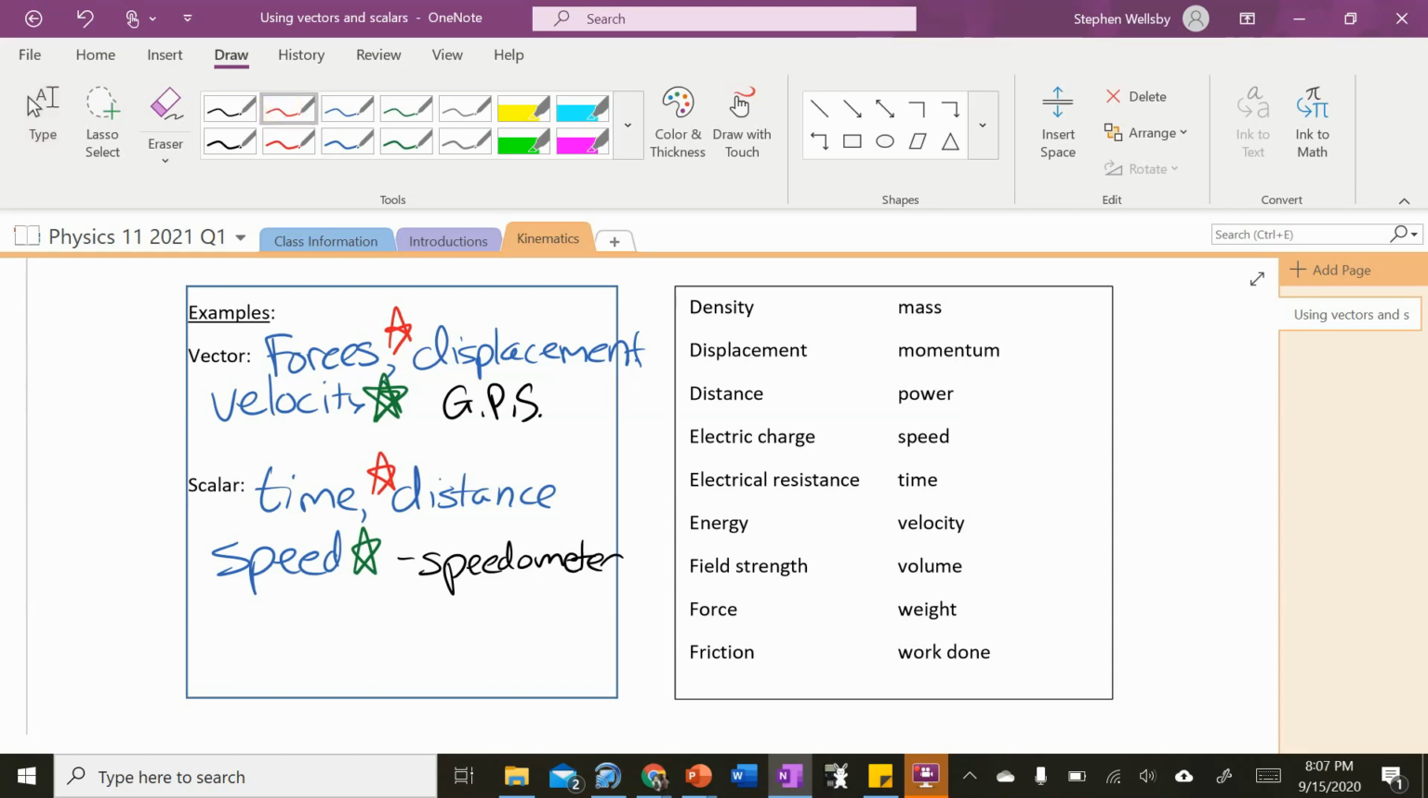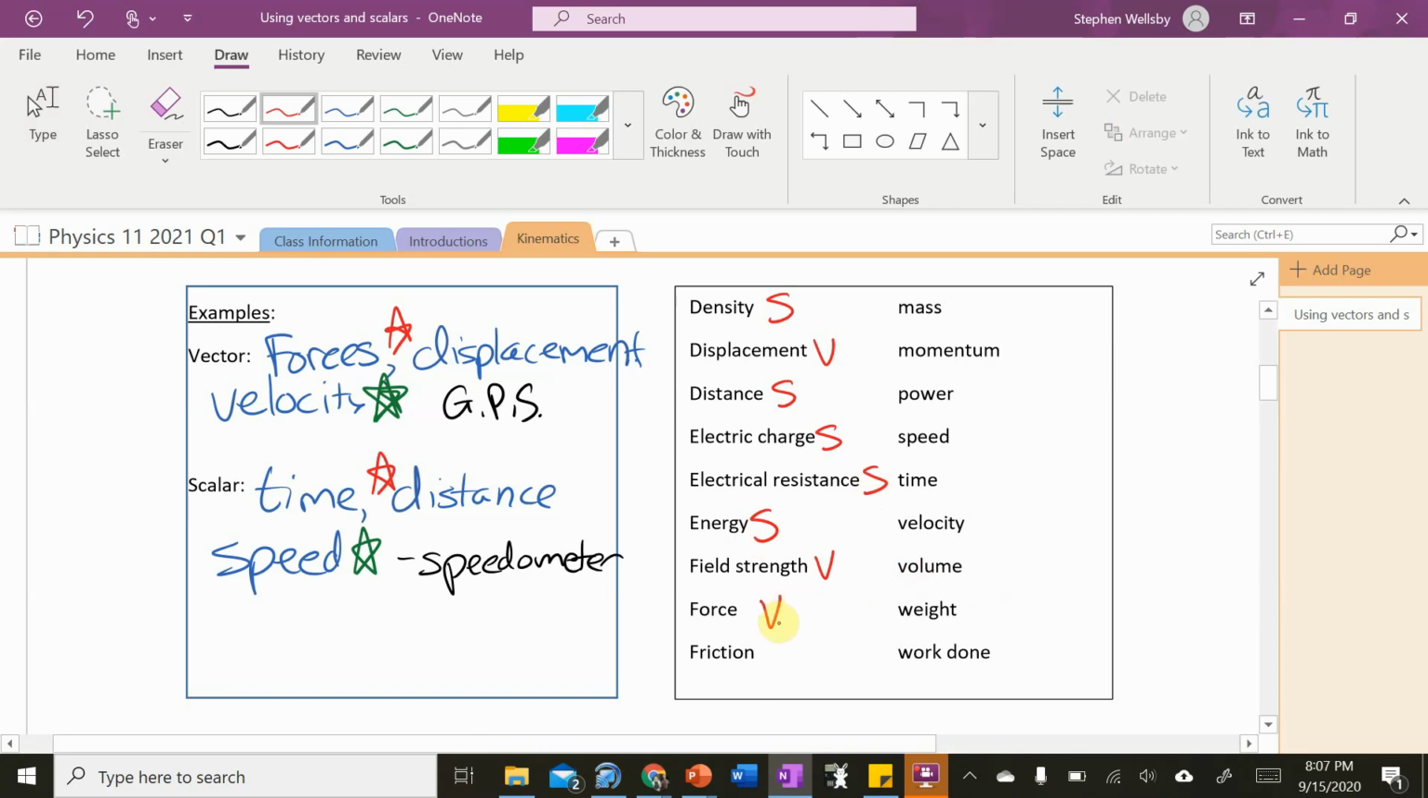Okay, if you have paused it and tried your best, let's see how well you did. I'm going to write S for scalar and V for vector for all these quantities. Density is a scalar, displacement is a vector, then scalar, scalar, scalar. Energy is a scalar, which may surprise you. It doesn't have a direction. Field strength, for example gravitational field, does have a direction. Gravity is definitely pulling us downwards when we're on the surface of the Earth. It's not just pulling in no direction. So we need the direction for field strength.